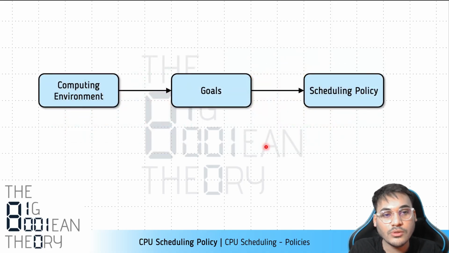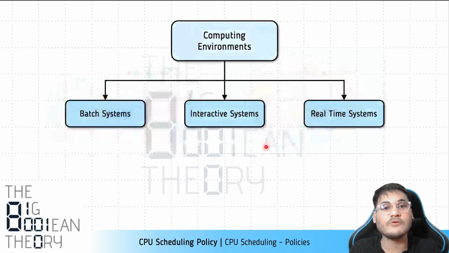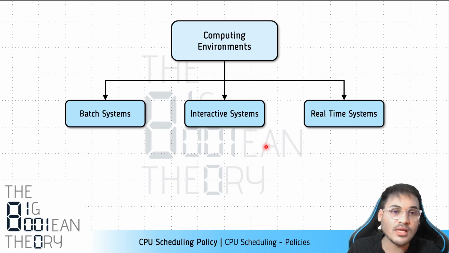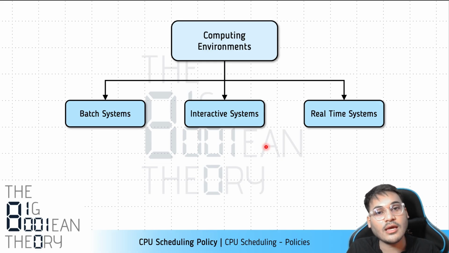When we are talking about scheduling policies, the best scheduling policy depends on the goals of the system. And to understand the goals of the system, we have to understand the computing environment. There are three different kinds of computing environments that we are going to study: batch systems, interactive systems, and real-time systems. Let me quickly talk about the differences between these computing environments and the goals specific to each of them. Depending on the environment, the goal will change, and so will the scheduling policy, right? So let's discuss each of these systems one by one.